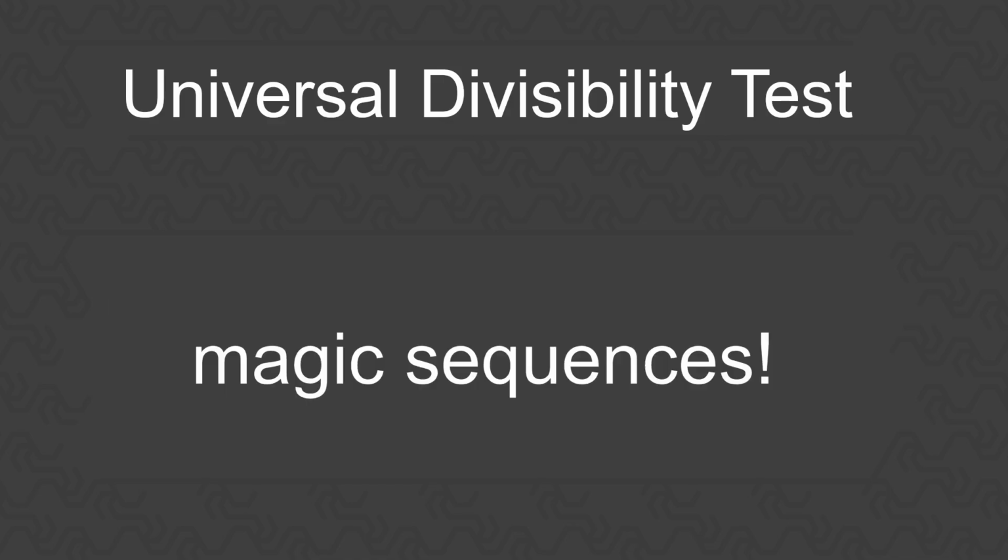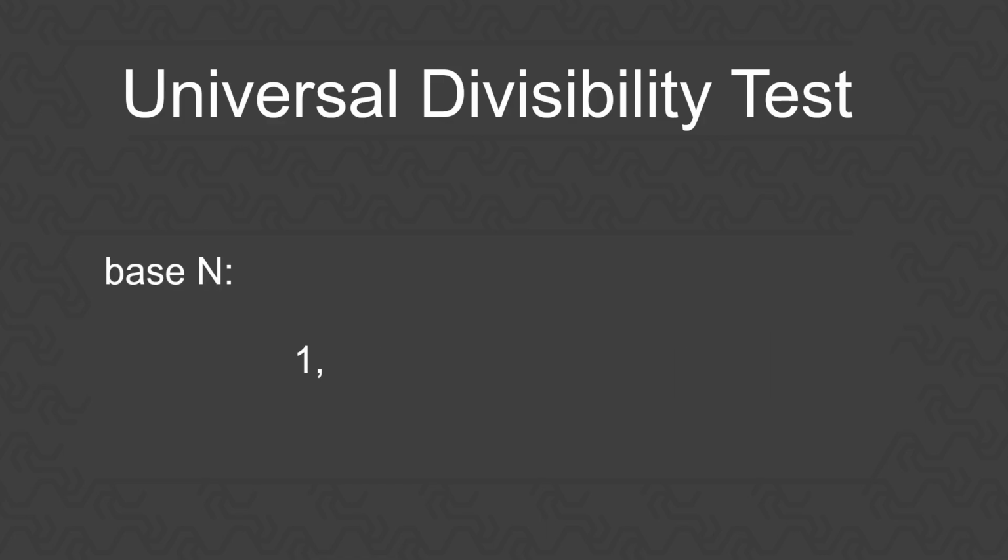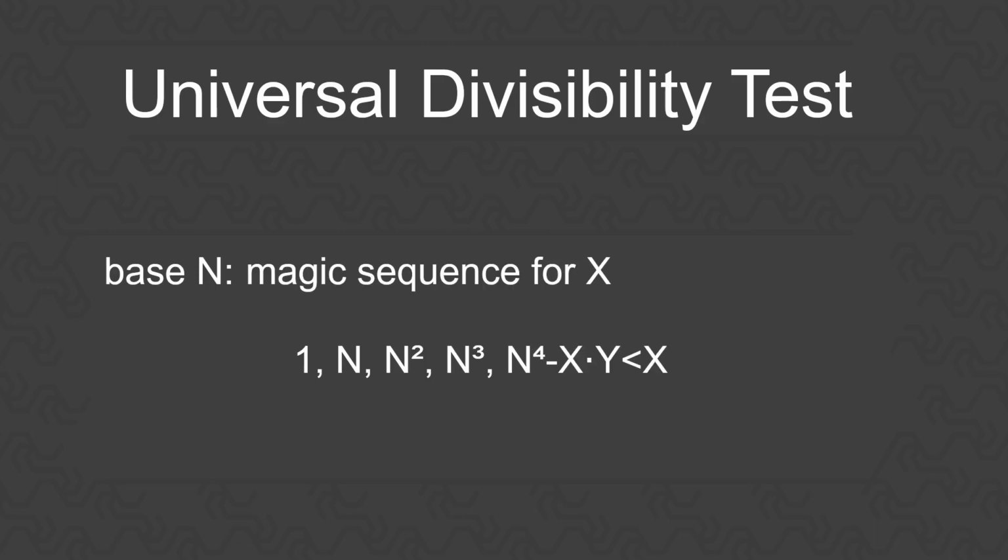Similar to their debut in the binary video, magic sequences can be used to test divisibility in TRIP. If you don't know what they are, a magic sequence can be generated for any number following these simple rules. For base n starting with 1, multiply 1 by n repeatedly. To get the magic sequence for a number x, subtract x or a multiple of x from the number in your sequence every time it grows larger than x. This operation is written as mod x. Do this until it loops back to 1.